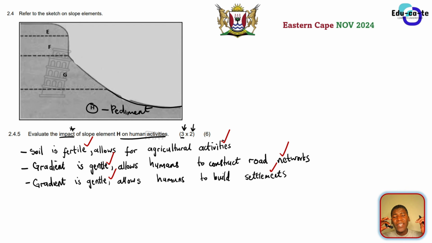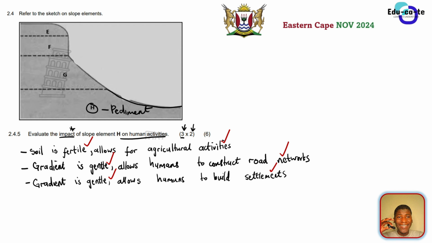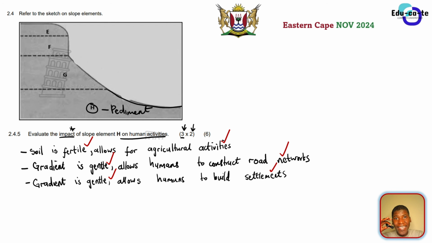Make sure that you understand how to answer questions. Understand the characteristics of each slope, starting from the crest to the cliff to the talus, and to the pediment. Remember also that at the cliff, the most common economic activity is recreational activities such as hiking, mountain climbing, or maybe bungee jumping. Always capitalize on those ideas and you'll be able to ace your paper.